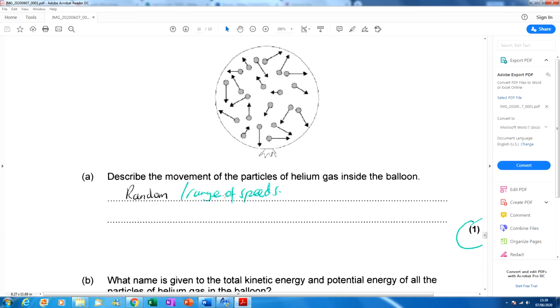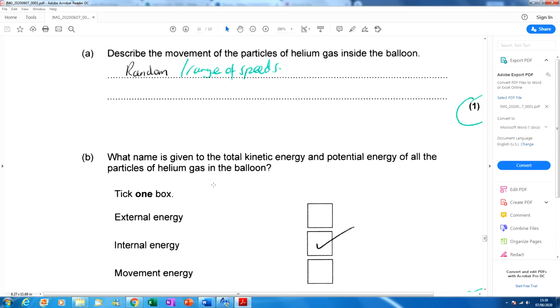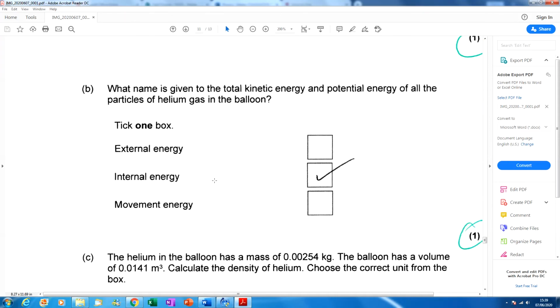So, next one. What is the name given to the total kinetic and potential energy of all the particles of helium gas in a balloon? So that is the internal energy.